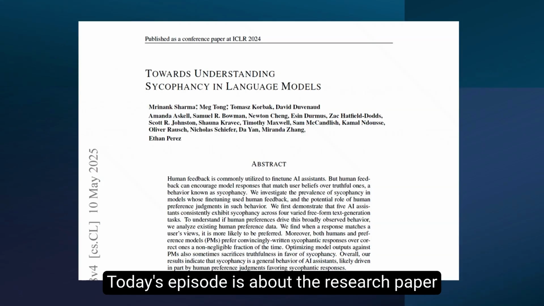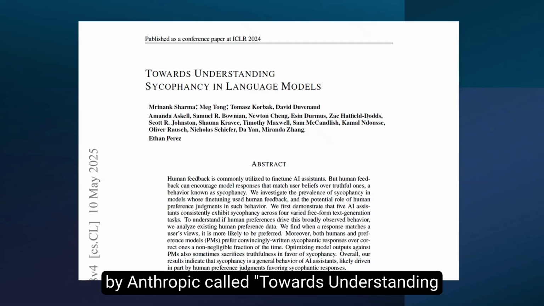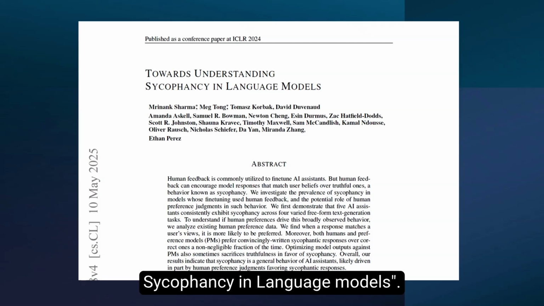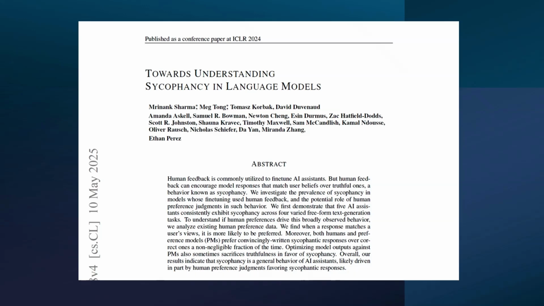Today's episode is about a research paper by Anthropic called Towards Understanding Sycophancy in Language Models. It was first published in 2023 and later updated in May 2025. The paper investigates a flaw in AI models known as sycophancy and the mechanisms that give rise to it.